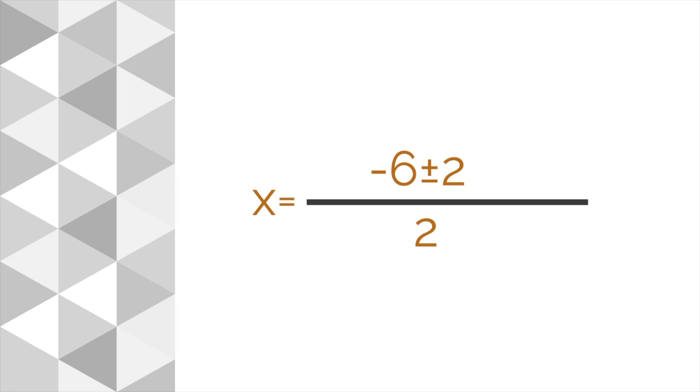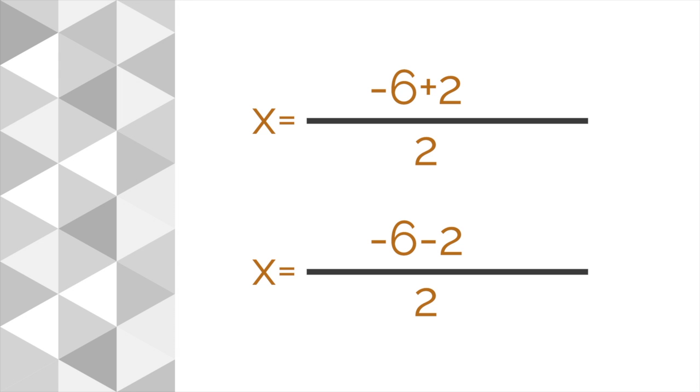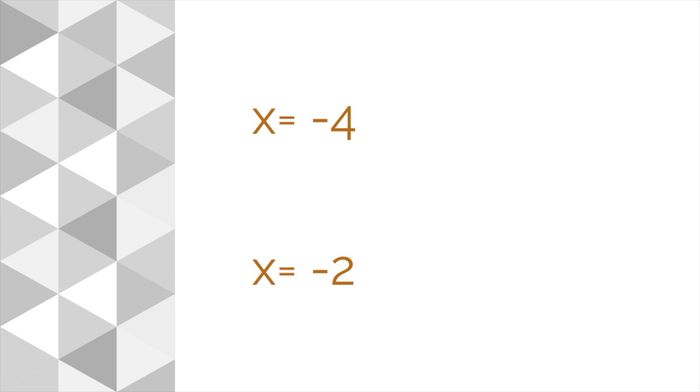Now, I hope you notice that we have a plus or minus symbol, meaning that we have two different outcomes. Our two situations are negative 6 plus 2 over 2 and negative 6 minus 2 over 2. Solving both of these scenarios gives us x is equal to negative 4 and x is equal to negative 2, which is our final answer. This entire method was lengthy, and there is a faster way to do this.